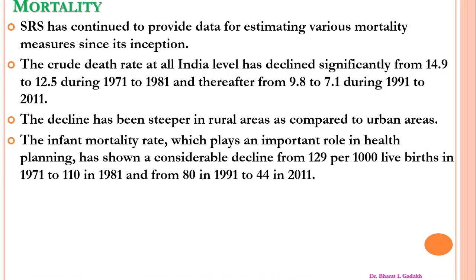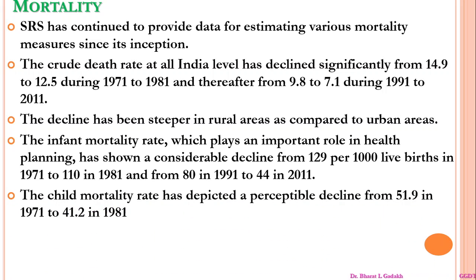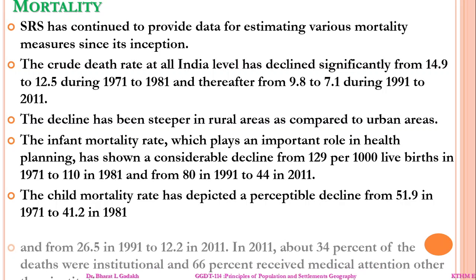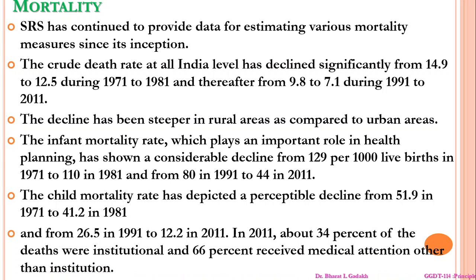Now from 18 in 1991 to 44 in 2011. Now the child mortality rate shows a perceptible decline, from 51 in 1971 to 41.2 in 1981, and from 26.5 in 1991 to 12.2 in 2011. In 2011, about 34% of deaths were institutional and 66% received medical attention other than in an institution. These are some data, and some data will be discussed here.